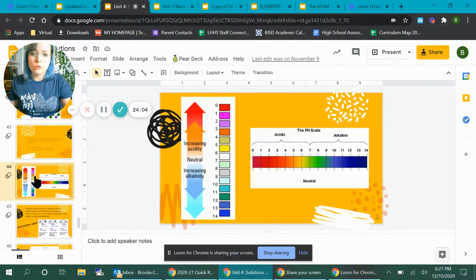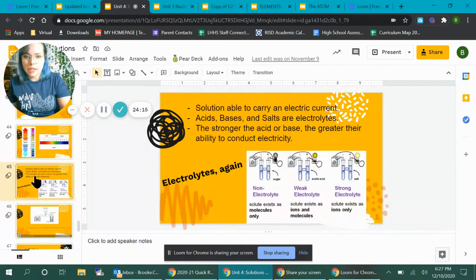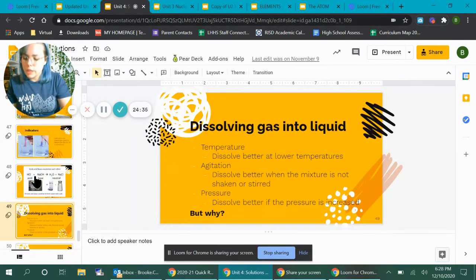So remember the pH scale goes from 0 to 14. The middle is neutral. The lower numbers are acidic. The higher numbers are basic or alkaline. We talked about electrolytes already. Acids and bases can also be dissolved and make electrolyte solutions because they donate those ions. You can use indicators for testing.